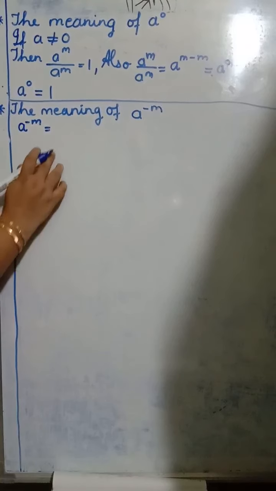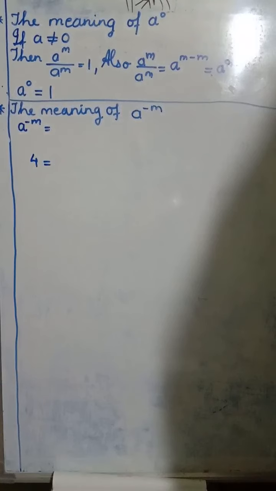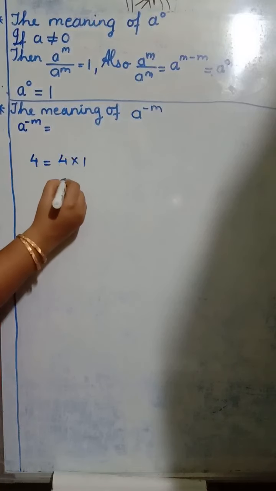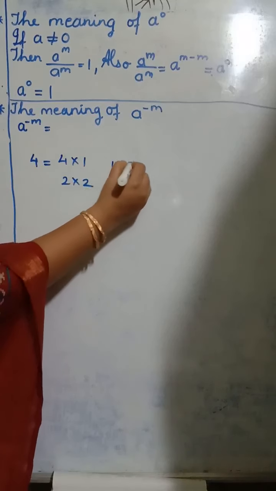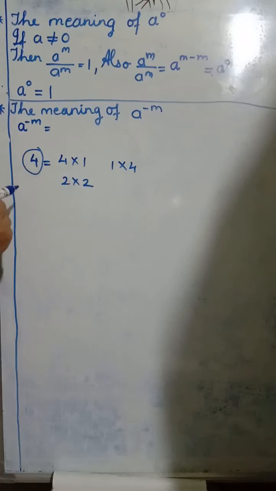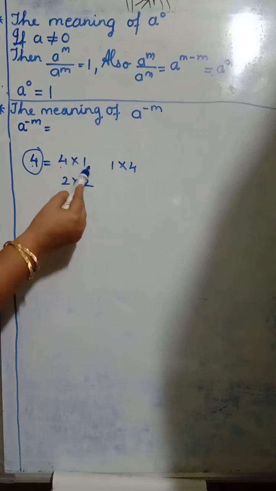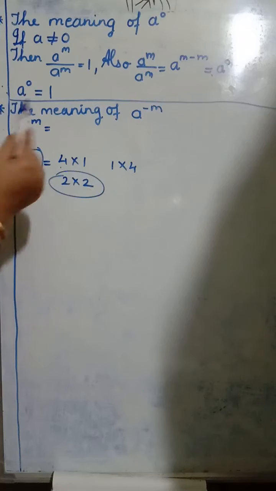Before that, children, I'll give you one number, that is 4. Now which two numbers will you take and multiply to get the answer 4? Yes, we can take 2 into 2, or you can also take 1 into 4 and get the answer 4. Now I want a multiplication which will have the particular number and 1. I don't want it like this. I want this particular number and 1.